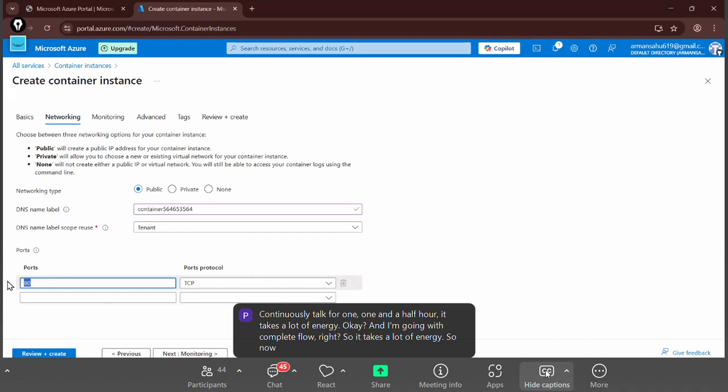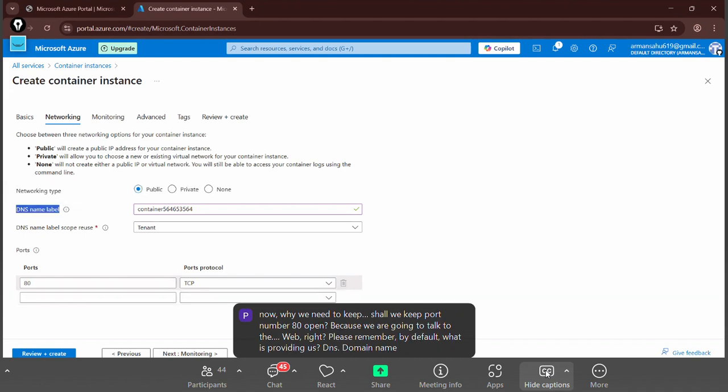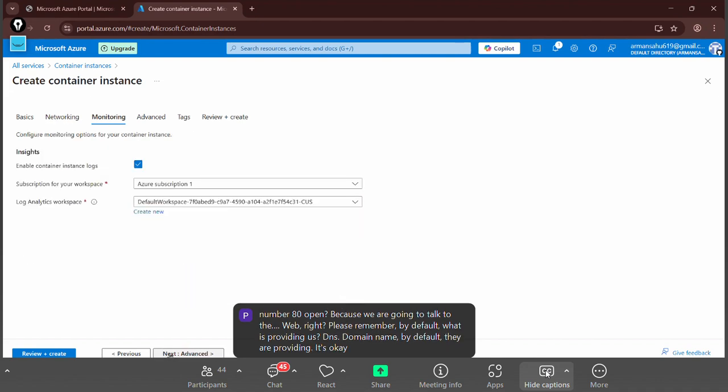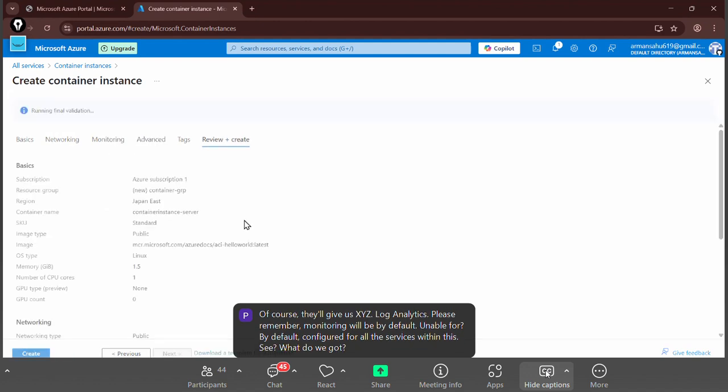So now, why shall we keep port number 80 open? Because we are going to talk to the web, right? Please remember, by default, what is it providing us? DNS. Domain name, by default, they are providing. It's okay. We are happy. Of course, they'll give us XYZ. Log analytics, please remember, monitoring will be enabled by default, configured for all the services within this. See, what we got? We got our container instance or server.